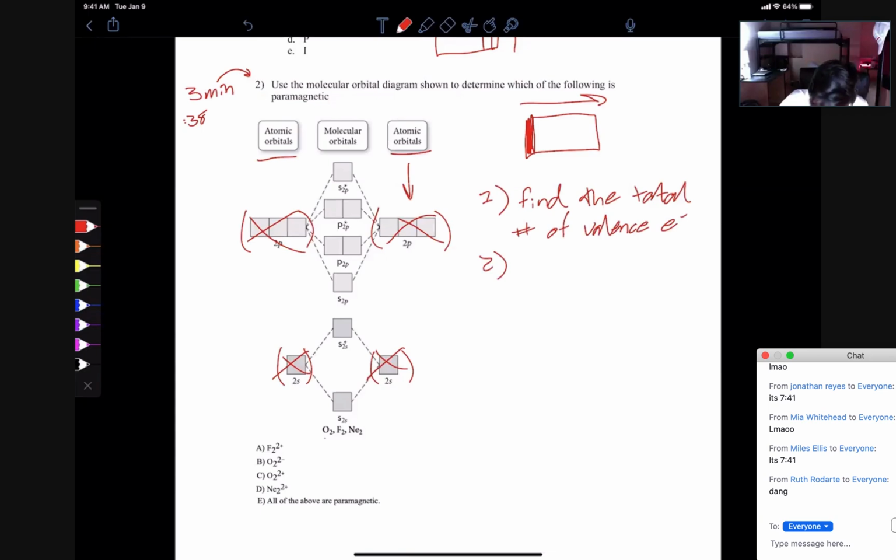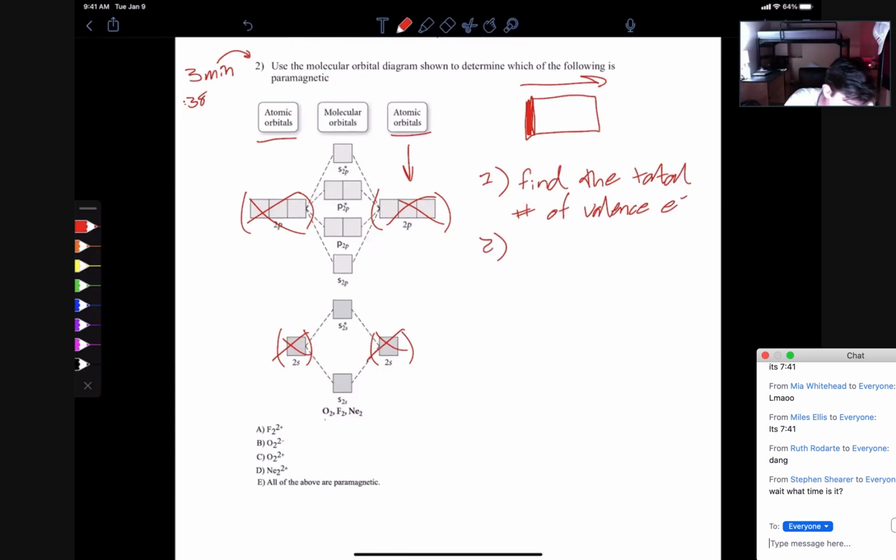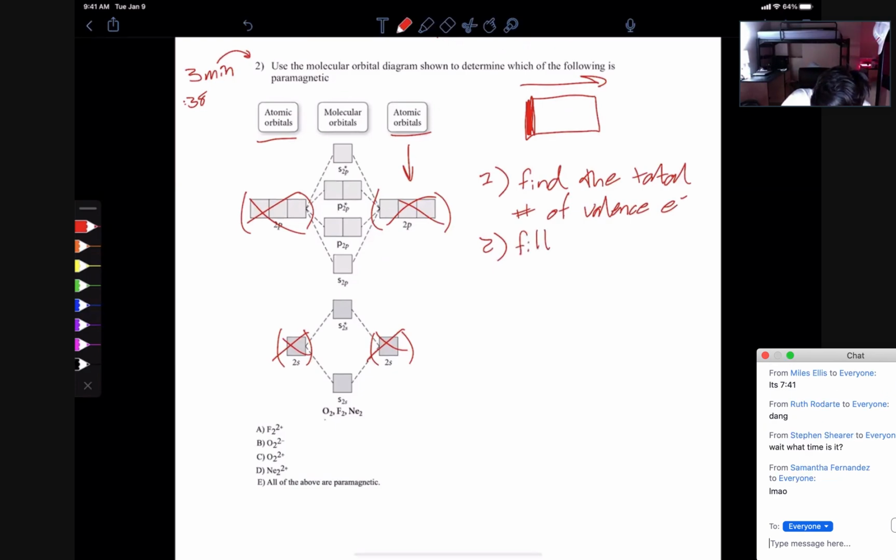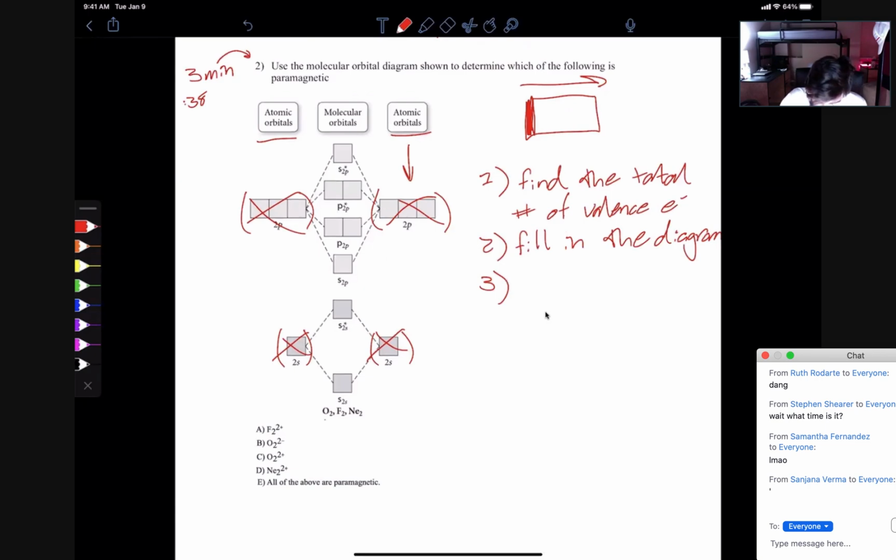That's awkward. Okay, so the first step is to find the number of valence electrons. The second step is you basically fill in the diagram, like you would with those electron diagrams for just valence electrons. And then the third step for this problem, it's asking which of the following is paramagnetic. That's just remembering the definition, where paramagnetic has unpaired electrons.